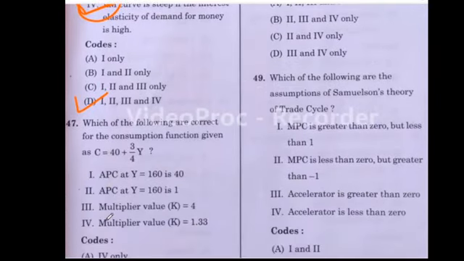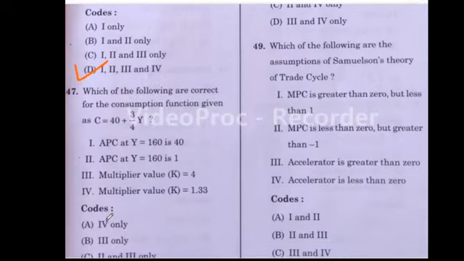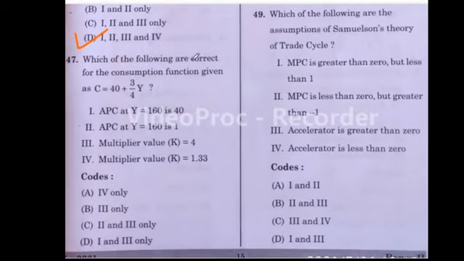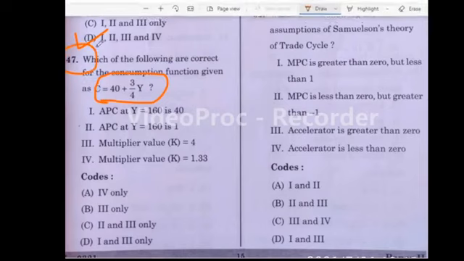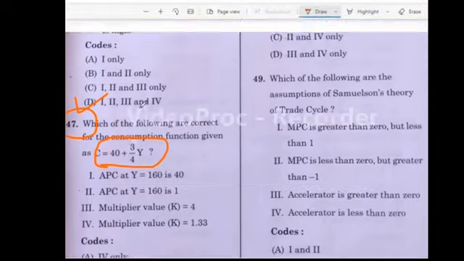Question number 47. Each of the following are correct for the consumption function given C is equal to 40 plus 3 upon 4 y. This question I haven't solved yet. Okay, if anyone has solved, you can comment the answer in the comment box.